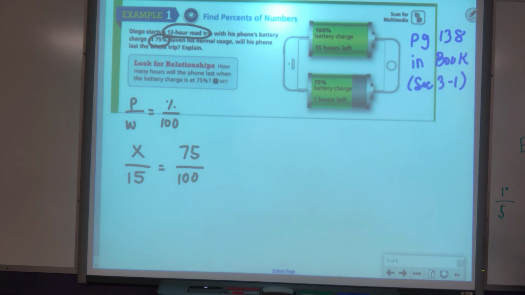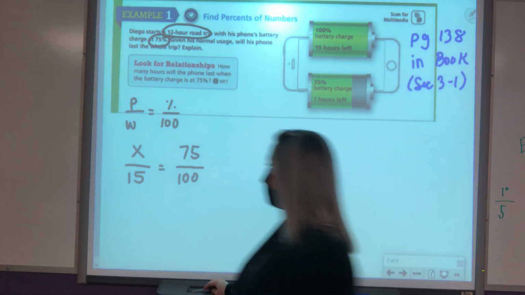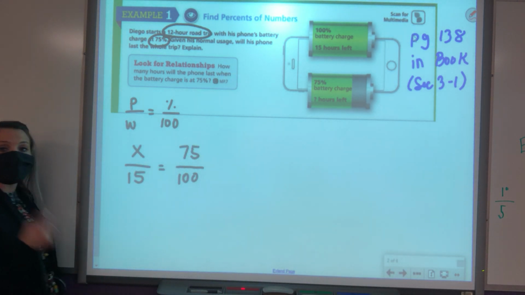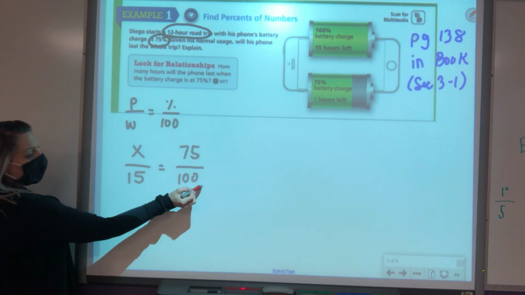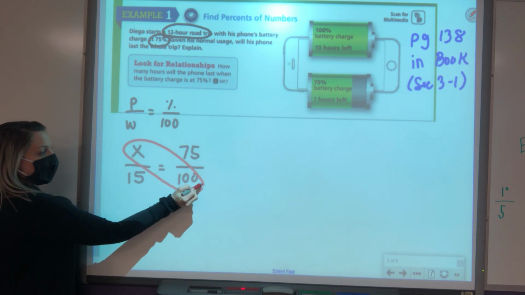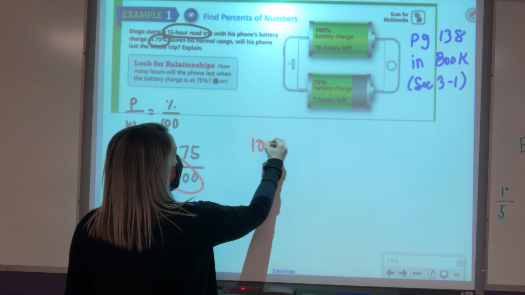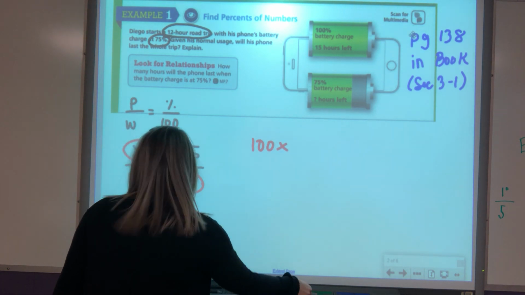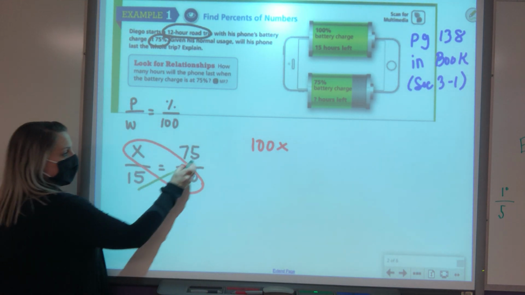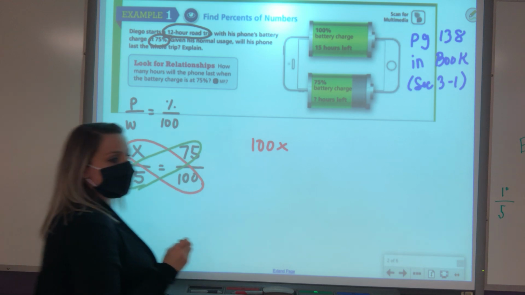So, can we get from 15 to 100 easily? No. So how are we going to solve this? We're going to cross multiply. When we cross multiply, denominator times numerator. So 100 times x, and then denominator times numerator, 75 times 15.